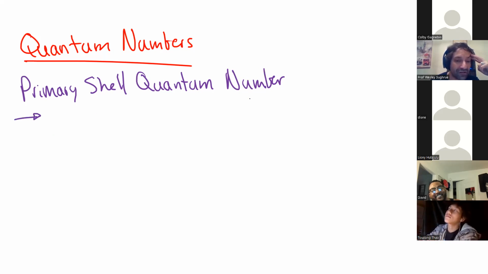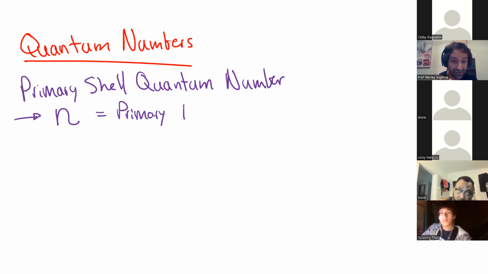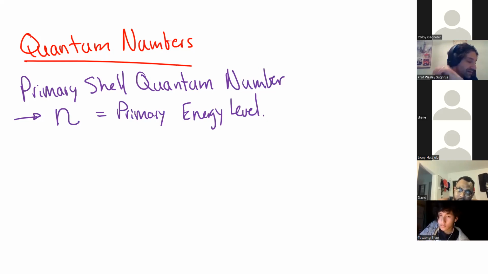So the primary shell quantum number, remember, is the letter n. Okay. The primary shell quantum number is the letter n. And for this thing, the primary energy level is another thing associated with this. It is a region of space around a nucleus that electrons will coexist in within their orbitals.